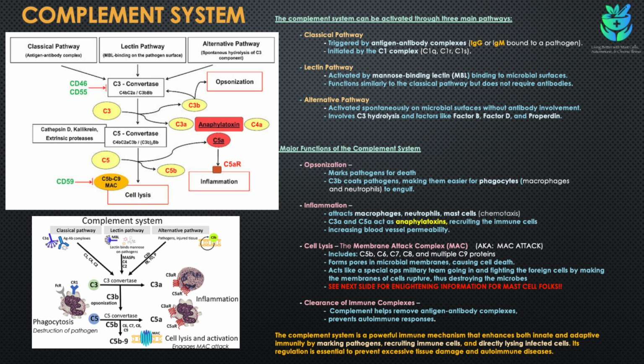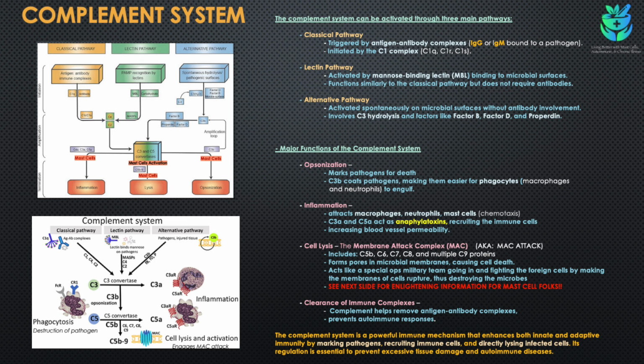The complement system also does cell lysis. It is the membrane attack complex, or as I like to call it, the MAC attack. This includes C5b, C6, C7, C8, and multiple C9 proteins. Do not worry, we will be discussing what these are in a few minutes, but it's important that you know what these pathways are. These form pores in microbial membranes, causing cell death. It acts like a special ops military team going in and fighting the foreign cells by making the membranes of cells rupture, thus destroying the microbes.